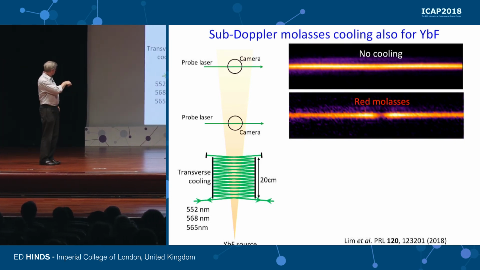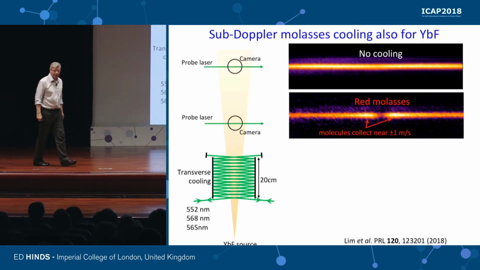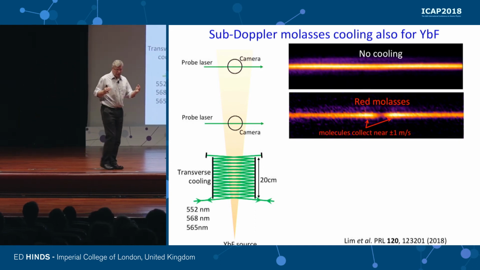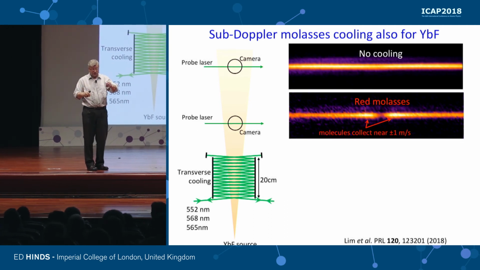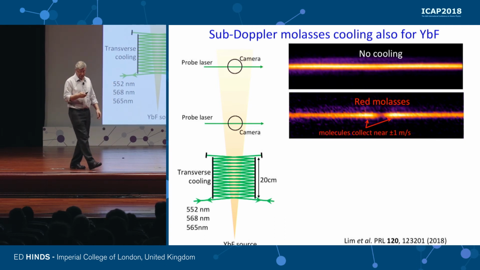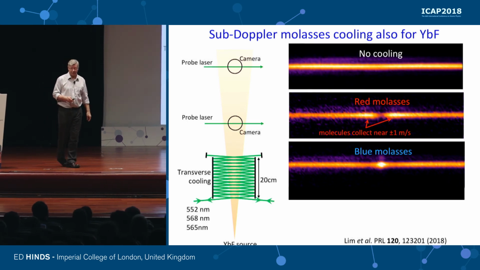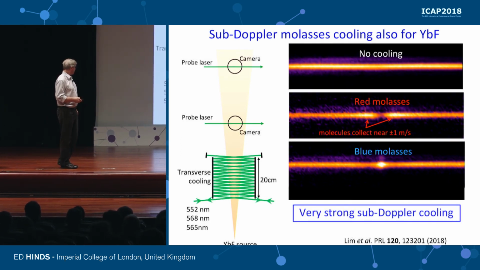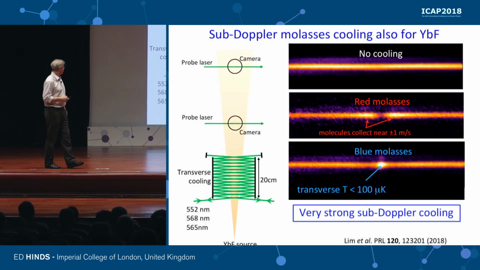With a second probe laser at a different distance, between these two, we can work out that the velocity of these bright peaks is about 1 meter per second. And what's happening is the Doppler cooling is pushing them in towards the middle. It's lowering the velocity, but the Sisyphus heating is pushing them back out. And they actually like to collect at a velocity of around about 1 meter per second. With the blue molasses, it works fabulously. So there's a very bright spot inside here. It gives us very strong Doppler cooling, and the transverse temperature is less than 100 micro-K. It's difficult for us to measure how cold it is.